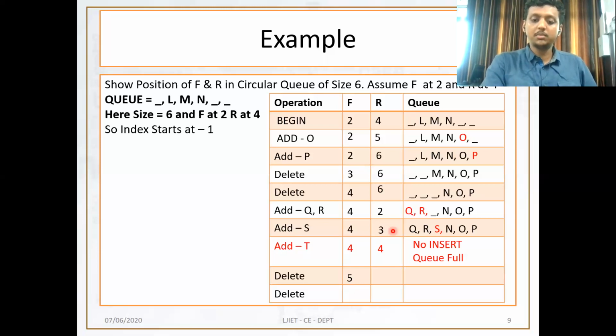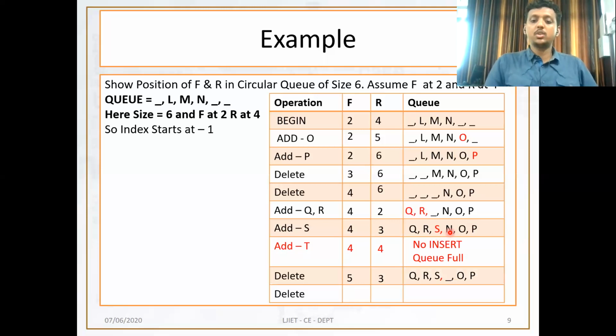If I want to delete something from the queue, see, here is the rear, here is the front. If I want to delete something, N will be deleted. So increment the front.